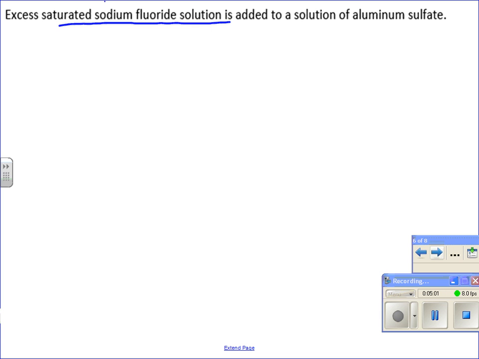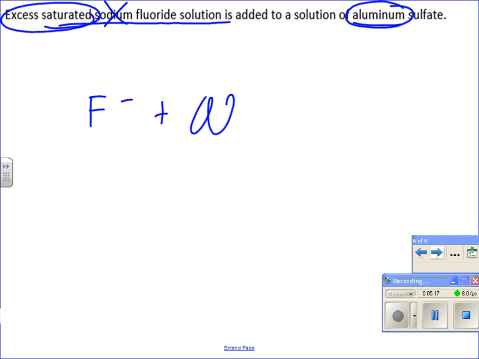Saturated sodium fluoride solution. We know sodium is a spectator, so all I'm going to do is put fluoride. The fluoride ion is going to be F minus. I'm reacting with aluminum sulfate. So aluminum is going to be surrounded by the saturated or excess. Aluminum has a charge of 3 plus.